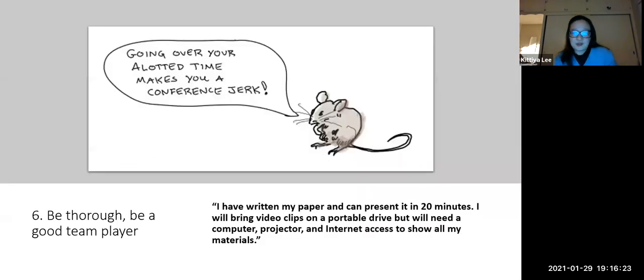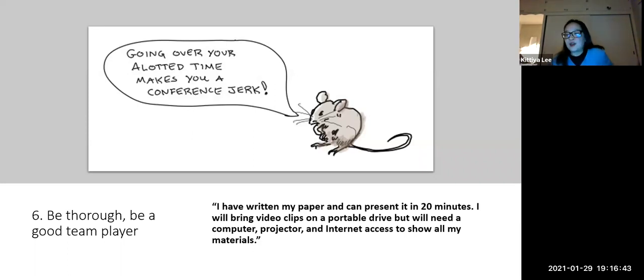Number 6, be thorough, be a good team player. Conclude the abstract with a sentence about your presentation format. Let the organizers know that you've spent some time really deliberating on what the requirements are. Tell the organizers if there's technology that you need for the paper.